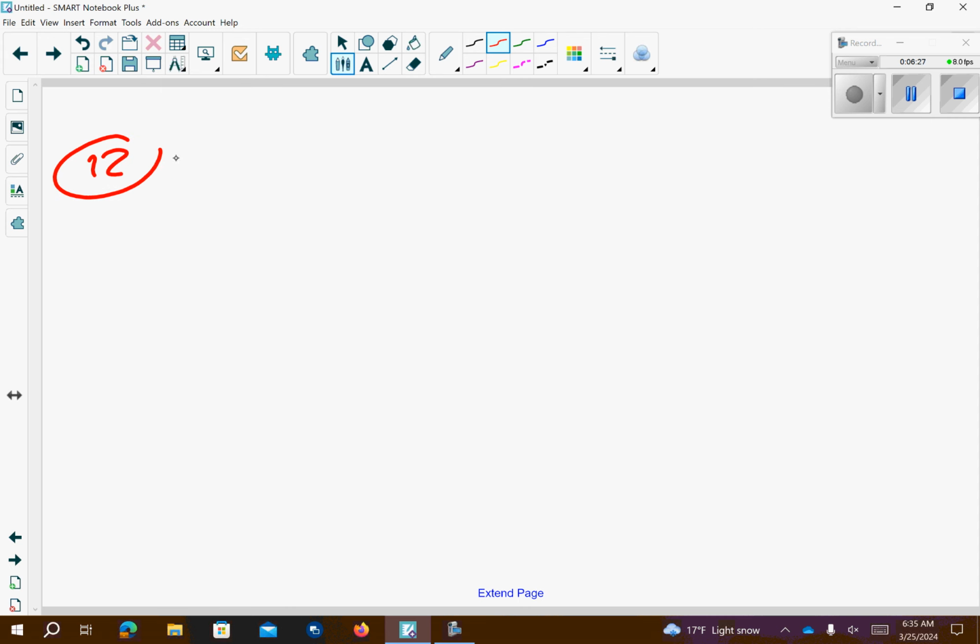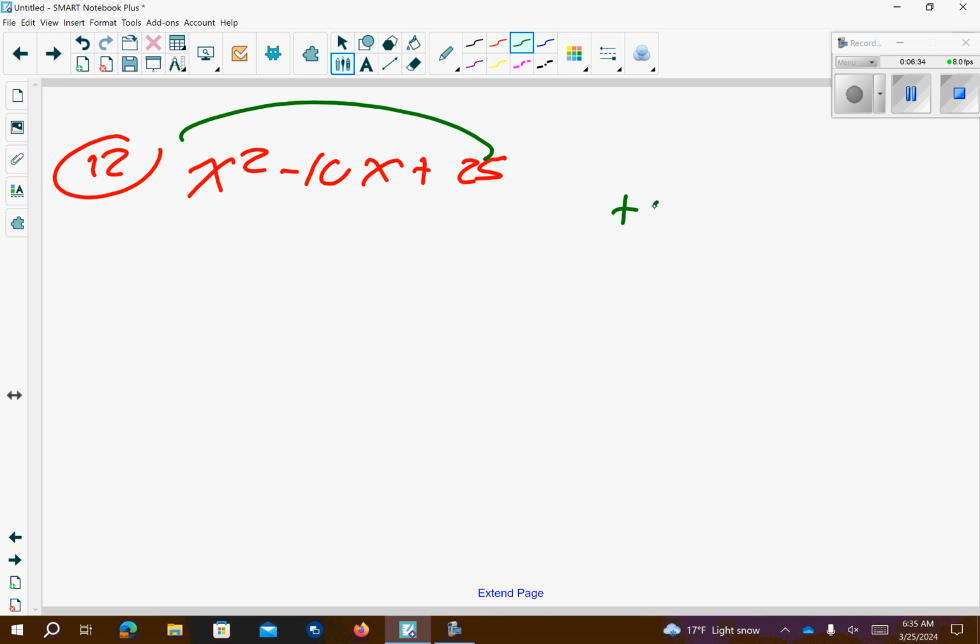Number 12, I have x squared minus 10x plus 25. So let's multiply those together. So I'm going to get positive 25. Because I have a negative right there, both signs are negative. Negative 5 and negative 5 will give you a negative 10 when added together. So plug that in right there.